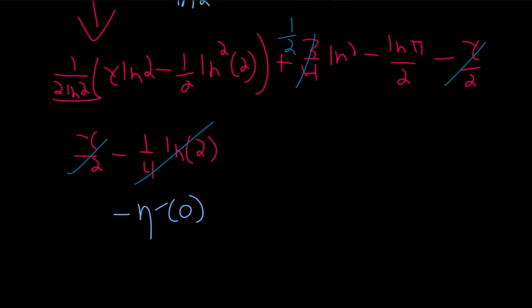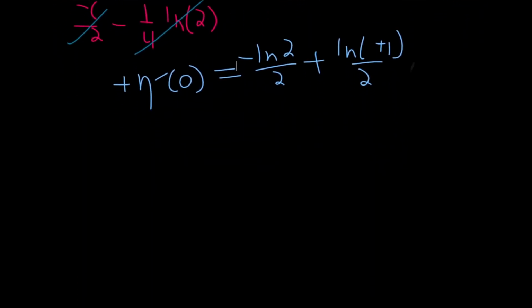So negative eta prime of 0 is just equal to natural log of 2 over 2, and then minus the natural log of pi on 2. And then just throwing in the minus sign here, right? So we have the actual derivative of the eta function at 0. It's just this right here, which we can conveniently rewrite as 1/2 times the natural log of pi on 2.